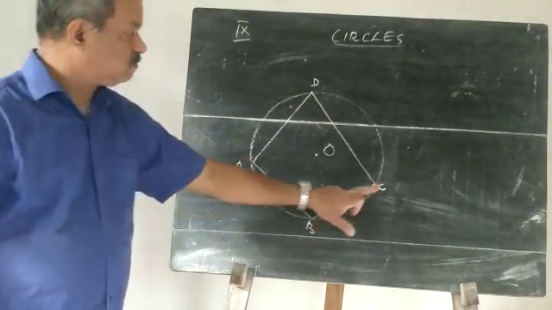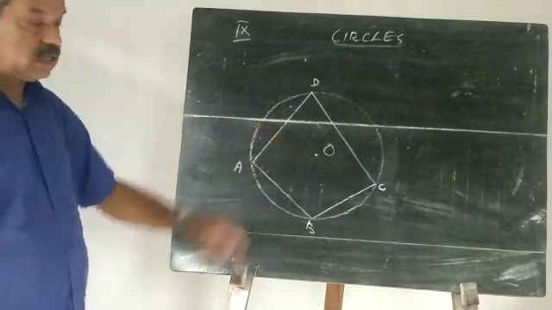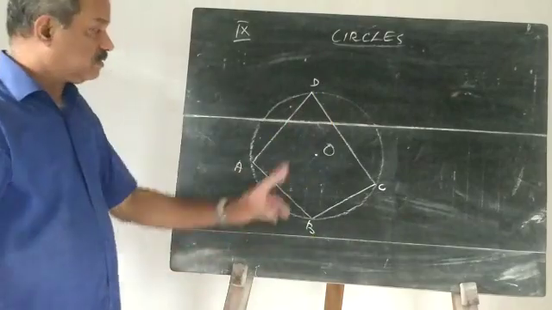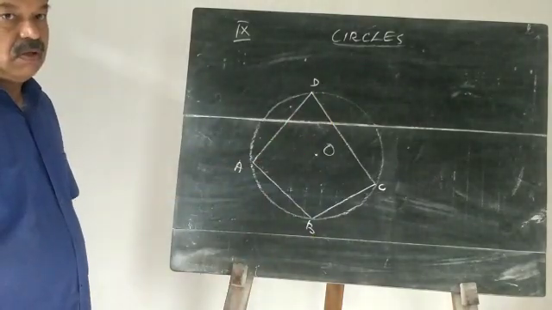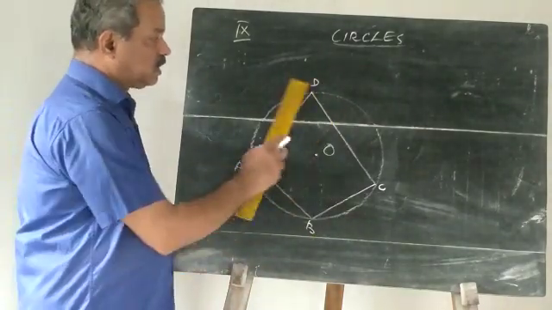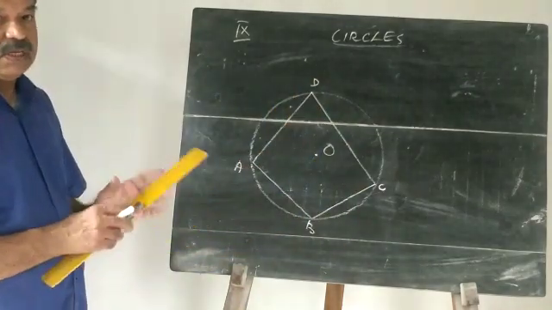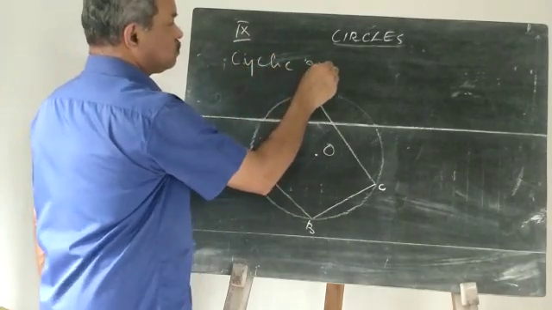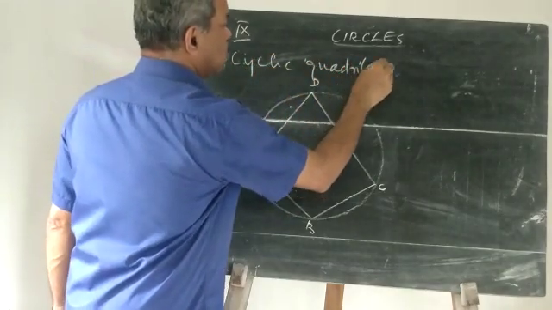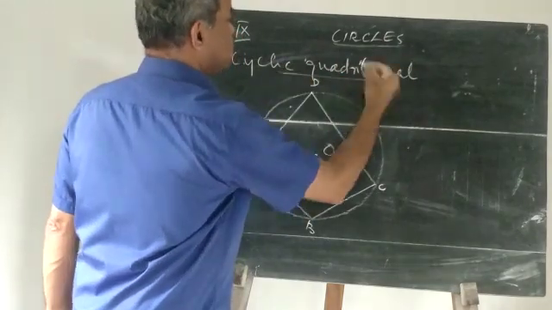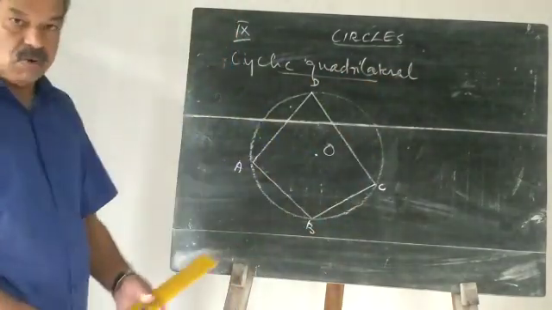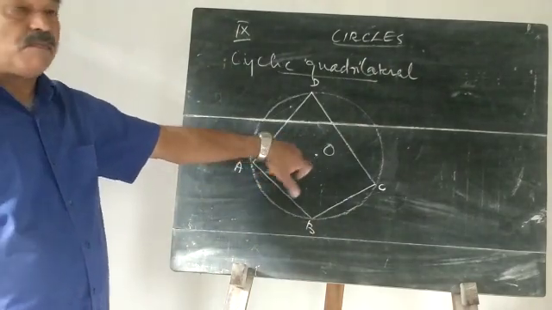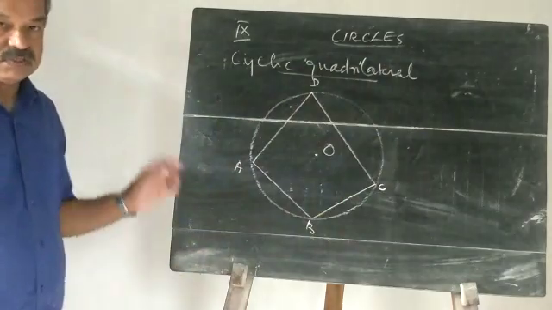All the vertices of this quadrilateral are points of the circle, or the quadrilateral is inscribed in the given circle with the center O. What do we call such a quadrilateral? Such a quadrilateral is called a cyclic quadrilateral. What is a cyclic quadrilateral? A quadrilateral whose vertices are all points of the circle.